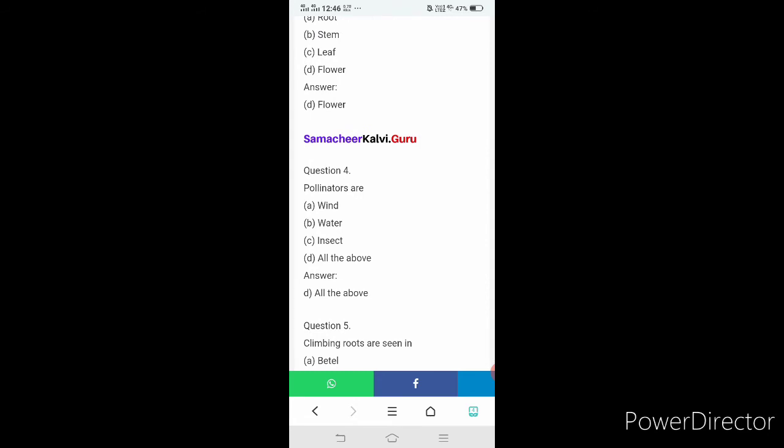Pollinators. What is meant by pollinators? The agents which are useful for pollination, we call those agents pollinators. So pollinators are wind, water, insect, and the fourth option is all the above. So the answer is all the above.